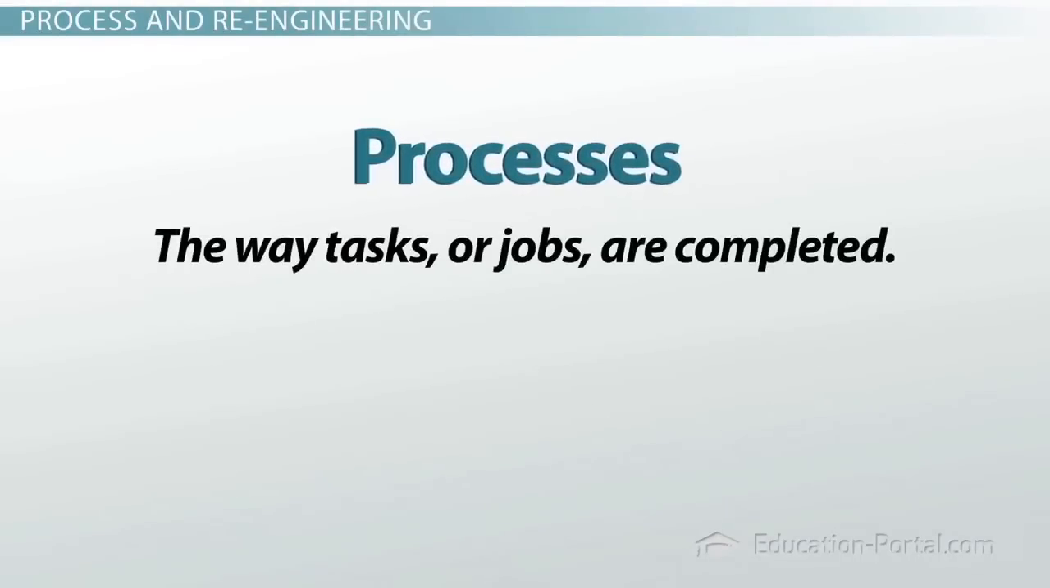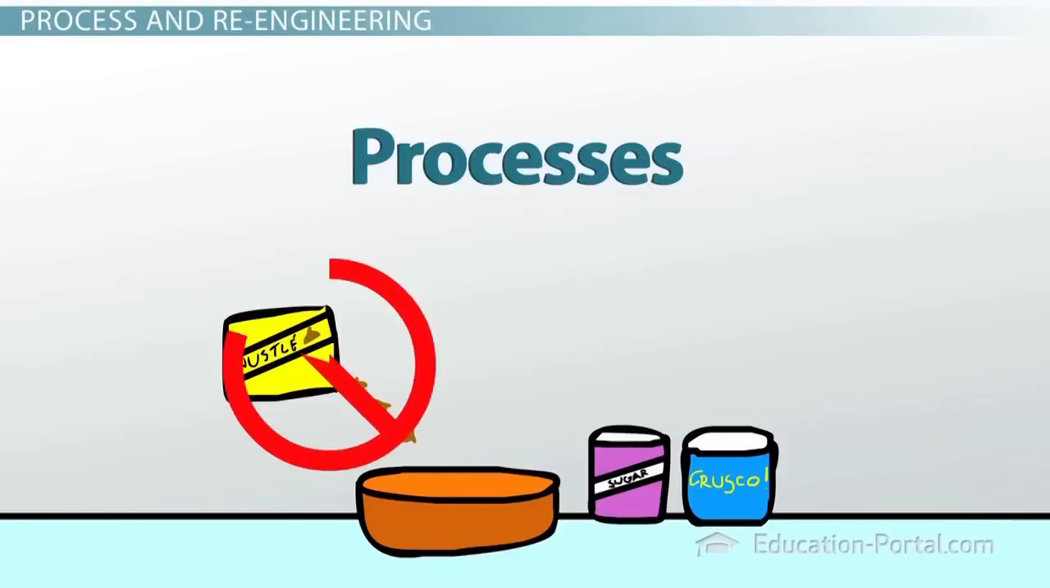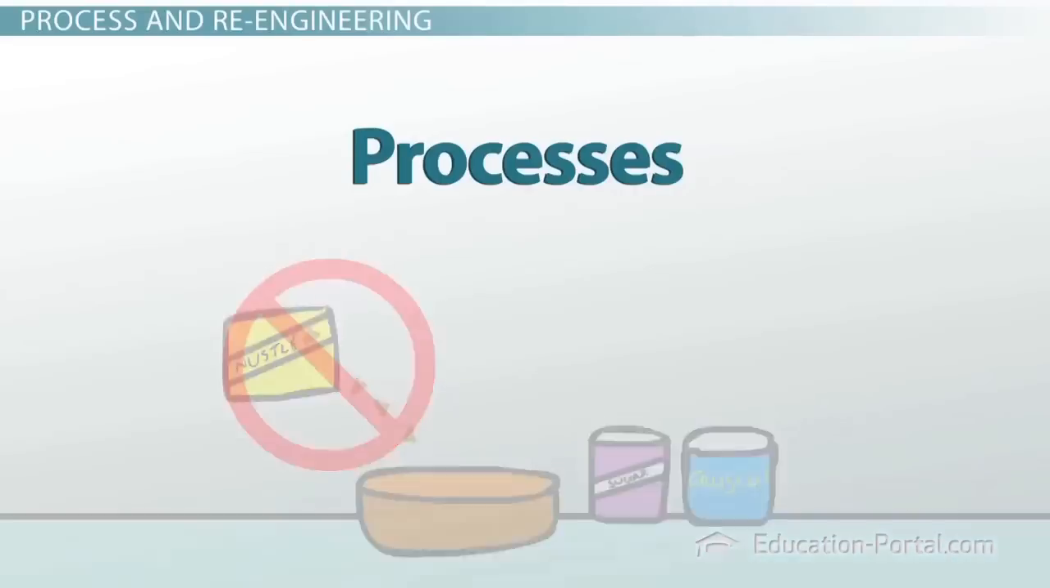Processes are the way tasks or jobs are completed. When we make chocolate chip cookies, we don't want to add the chips in the first step where we blend the shortening with the sugar. This would mush the chocolate chips, completely changing the taste and texture of the cookie.